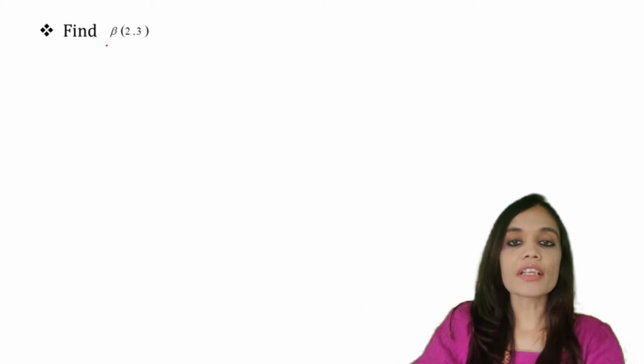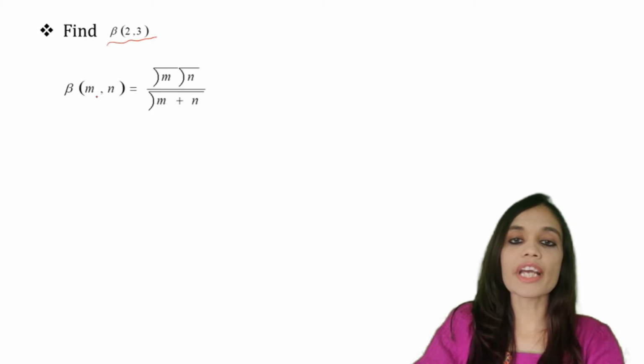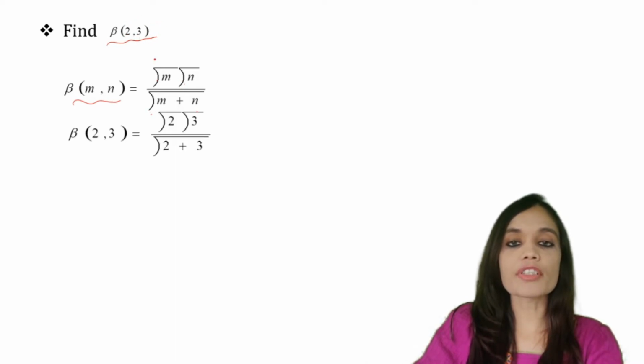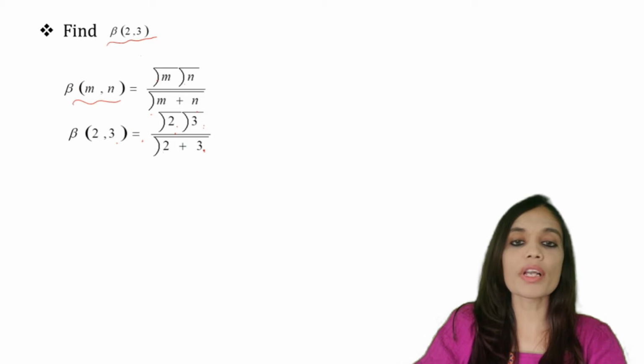So we have to find the value of beta 2 comma 3, right? So we know that beta m comma n is what? Gamma m into gamma n upon gamma m plus n. So here the value of m is what? 2 and the value of n is 3, right? So what we will get? Beta 2 3 will be equals to gamma 2 into gamma 3 upon gamma 2 plus 3.